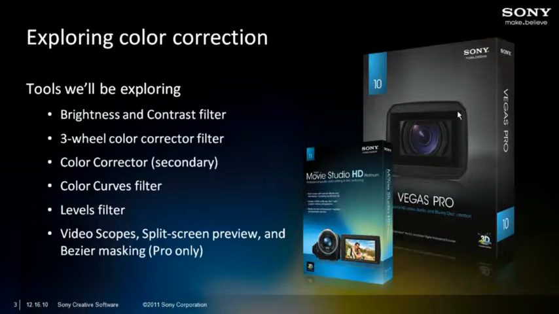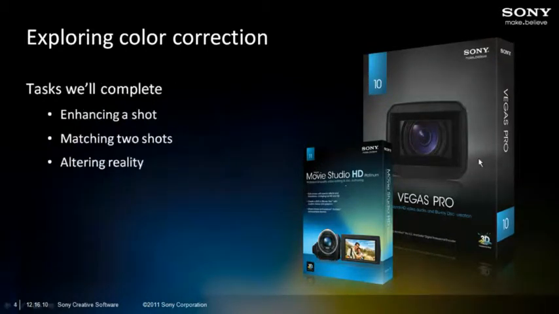The tools that we'll be exploring here are in the list. So we'll be looking at several filters: brightness, contrast, the three-wheel color corrector. The secondary color corrector, we're going to spend some time with that to see what that's all about. Color curves, level filters, and so forth. There are some Pro-only features that I'm going to use quite a bit during the presentation, and those are the video scopes, the split screen preview, and the Bezier masking tool if I get that far. But you'll see how I try to use all of these tools in conjunction with one another to improve the quality and the look of my video.